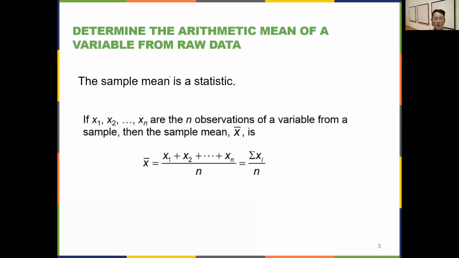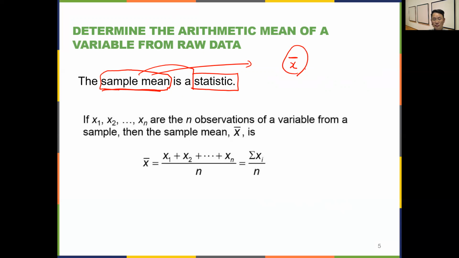Now, what about sample mean? Remember, if it's a sample value, then it's what kind of value? It's a statistic value because it came from a sample. So what's the symbol for sample mean? It's actually X with a bar on top. And how do we read this? We read this as X bar, right? X bar. That's how we read this.